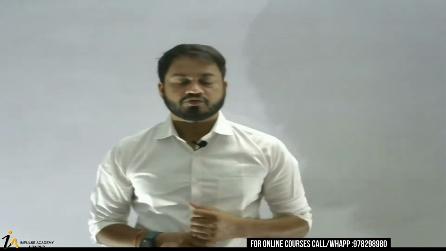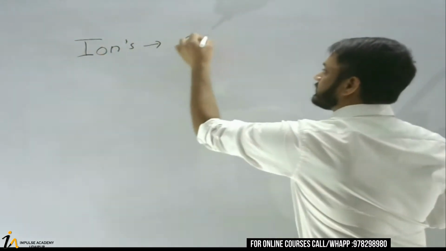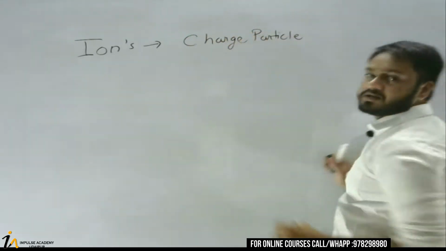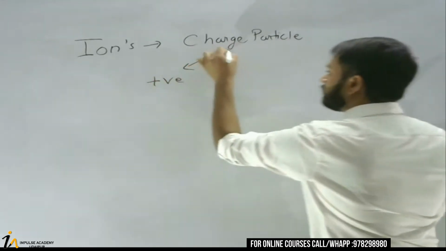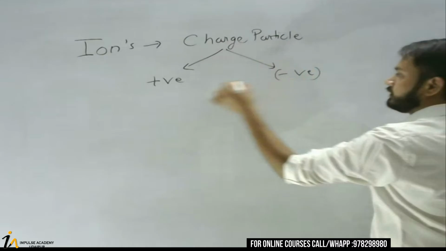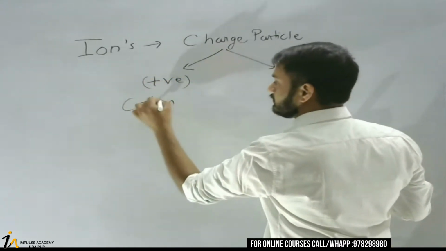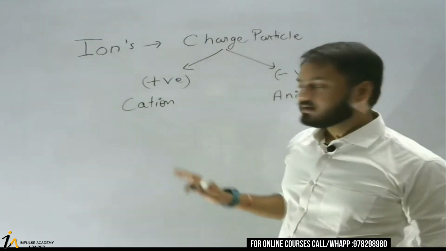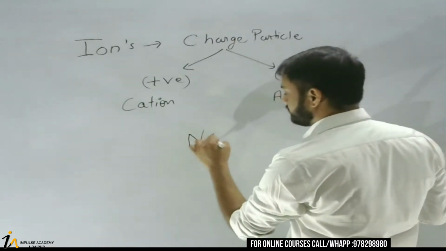These are ions. So first, what are ions? Ions are basically charged particles. Okay, but they can be negative charge also and positive charge also. The positive charge is called cation and the negative charge is called anion. Okay, cation and anion. Now, suppose if we talk about NaCl.